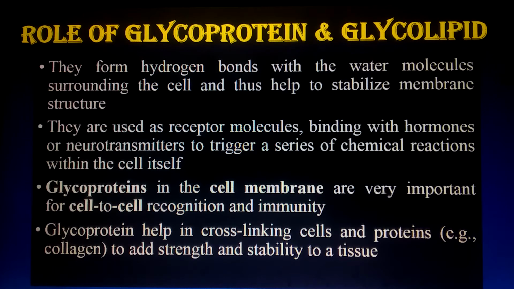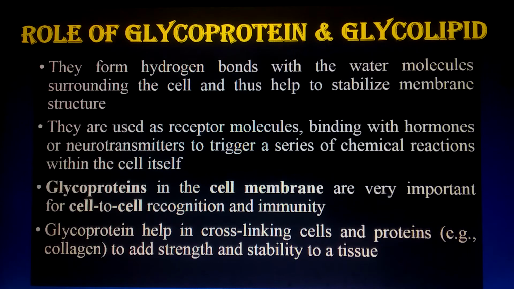Glycoproteins in the cell membrane are very important for cell to cell recognition and immunity. They help in recognizing cells and also provide immunity. They play a very important role in immunity. Now glycoproteins help in cross-linking cells, linking cells and proteins to add strength and stability to a tissue.